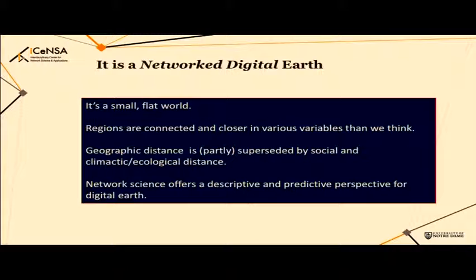And to end, I would say it is a networked digital earth. It's a small, small, flat world. The regions are connected and closer in variables than we think. It is not just location and time anymore, right? They are cultural, they are geographical, they are social distances that matter. And in fact, the figure that Arup had in the beginning, I'm a fan of that figure when I saw it, because it truly captures how small the world is. And as we add or multiply the distances across the different layers, it's only going to shrink even more.